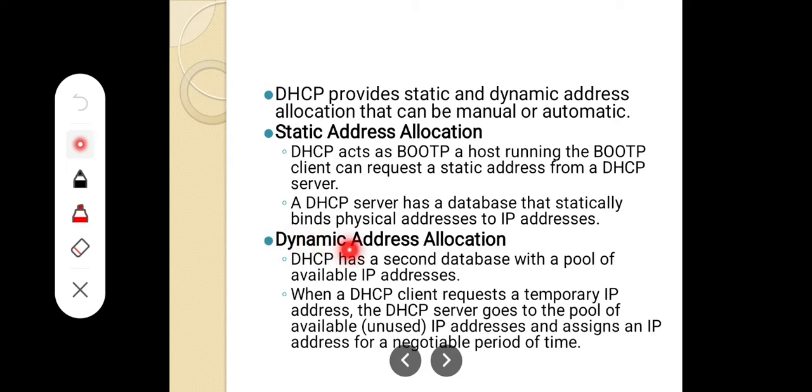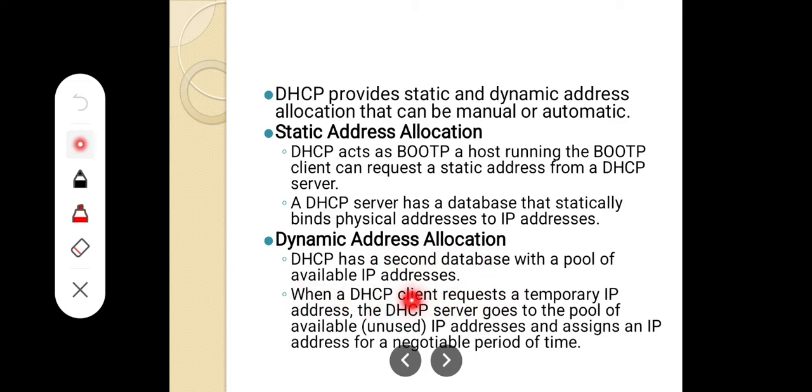Okay, next is dynamic allocation. How is dynamic address allocation done? DHCP has a second database, with a pool of available addresses. What is inside that database? The vacant IP addresses, that is, all the IP addresses not yet assigned are stored in another database. Okay, so DHCP has a second database which contains a pool of available IP addresses. That is the secondary database.